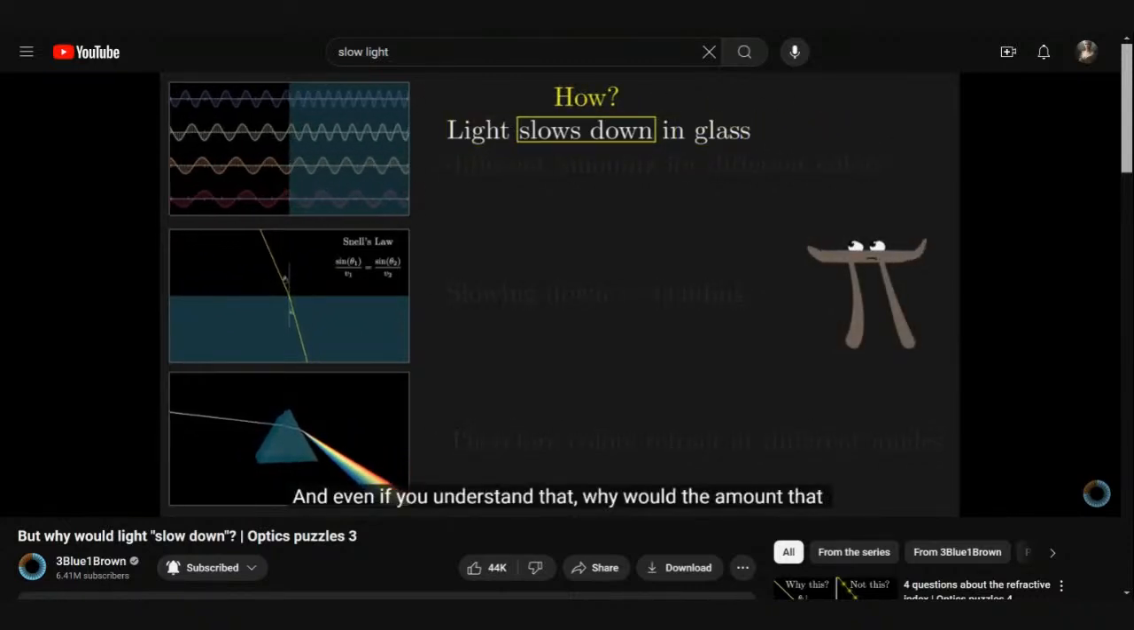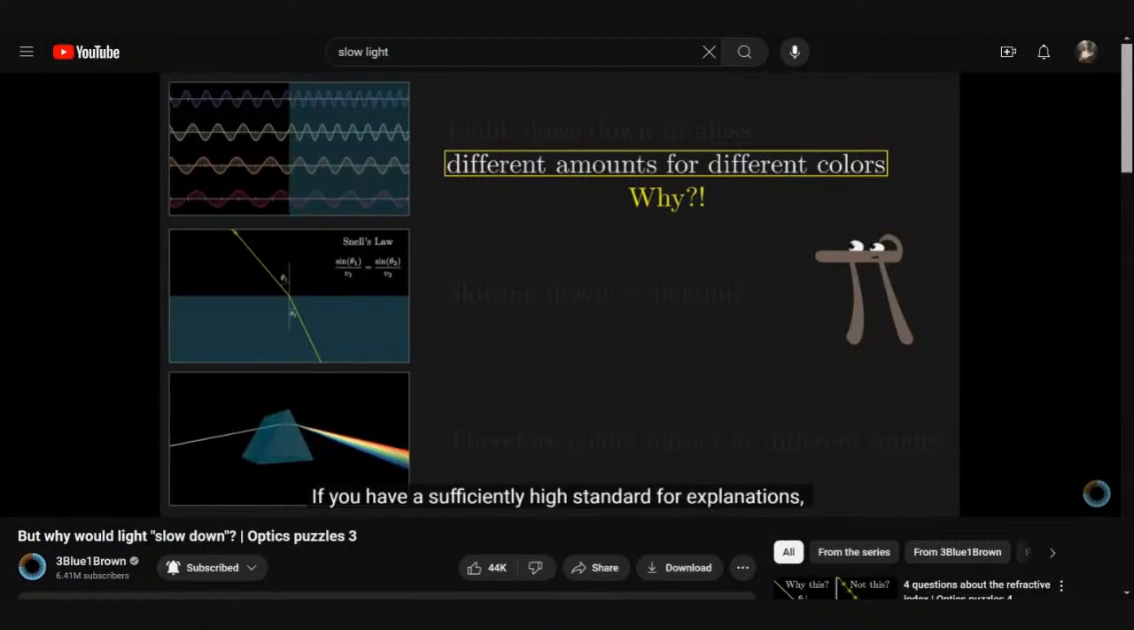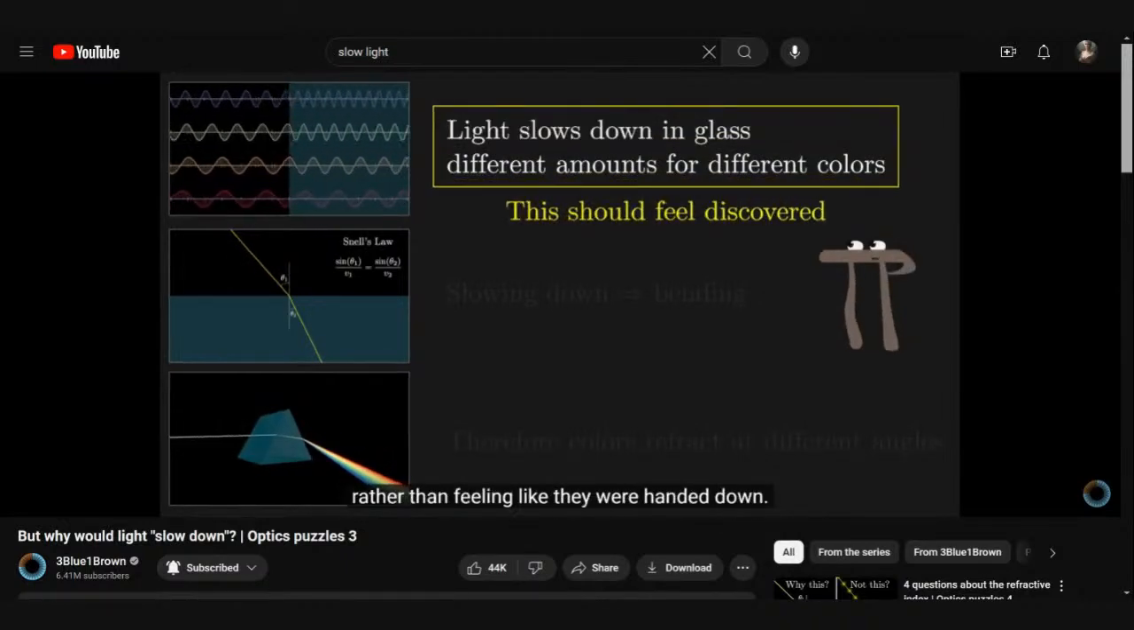And even if you understand that, why would the amount that it slows down have anything to do with the color of the light? Is that just a coincidence, or is it necessary? If you have a sufficiently high standard for explanation, you might go to these facts to feel discovered, rather than feeling like they were handed down.